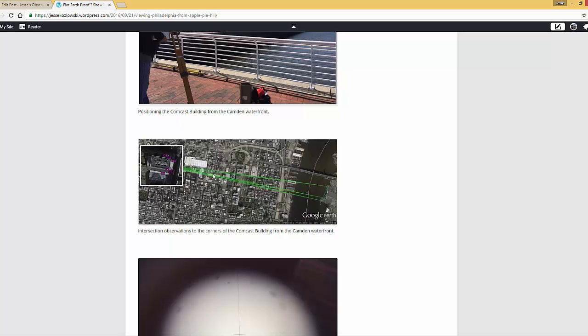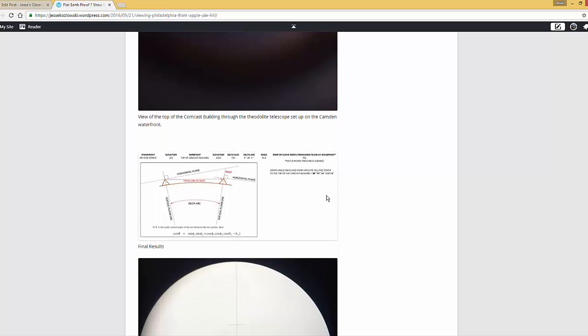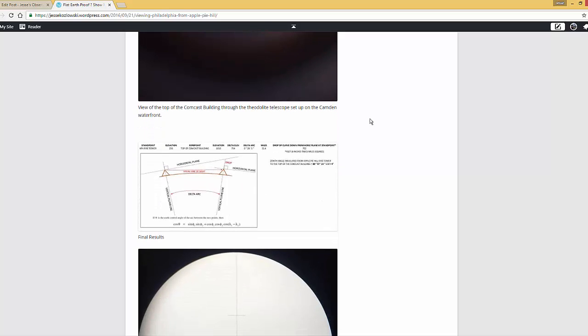Here are my observation lines. It took many intersections to do that, to these prominent corners on the top of that building. This is what it looks like through my telescope. And there it is. I post my results here. Let me bump that up a little bit.